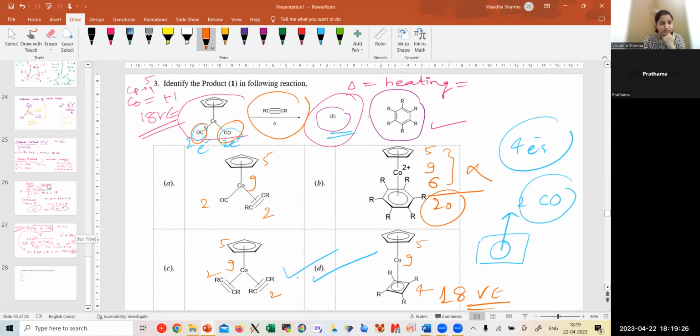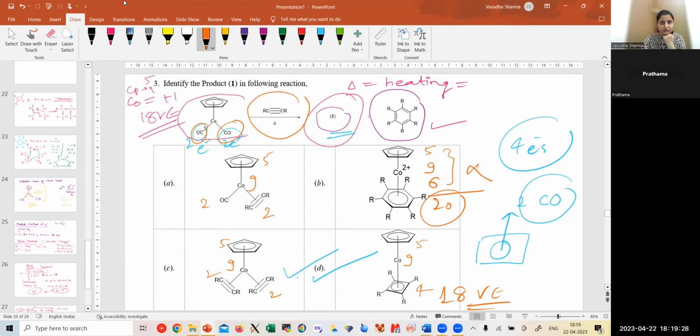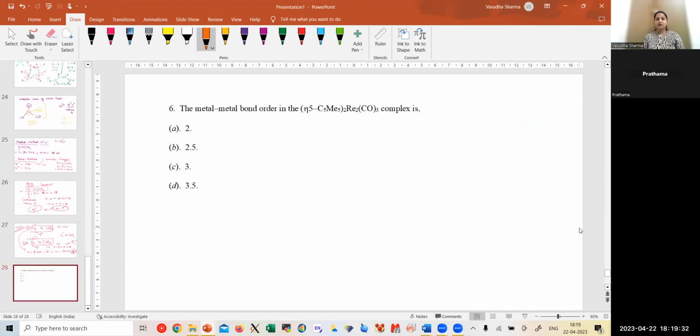Okay, so I hope this is clear to you. We will just move to the next question. Now we need to find out the metal-metal bond order in this particular complex. This is a very important question. If you can unmute yourself or put a message in the chat box, then I will be able to know whether you understood the things or not.